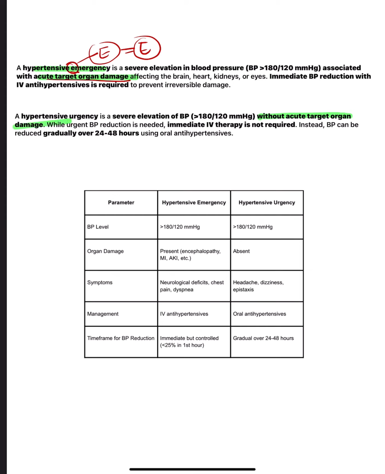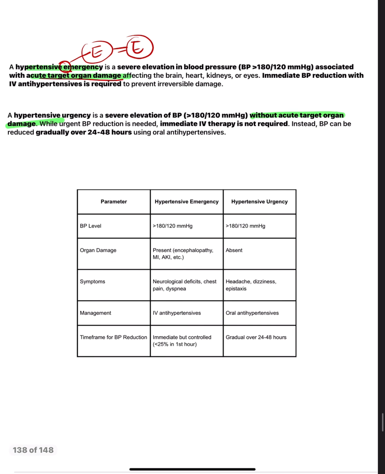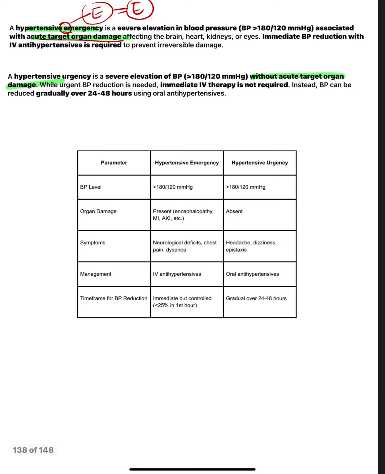Of course, if this is an emergency condition, you need immediate BP reduction with IV antihypertensives. Whereas in hypertensive urgency, where there's no acute target organ damage, you can reduce the BP gradually, and it does not require immediate IV therapy. So this is a table showing the differences. Again, it's a similar thing, this definition is all that is required.